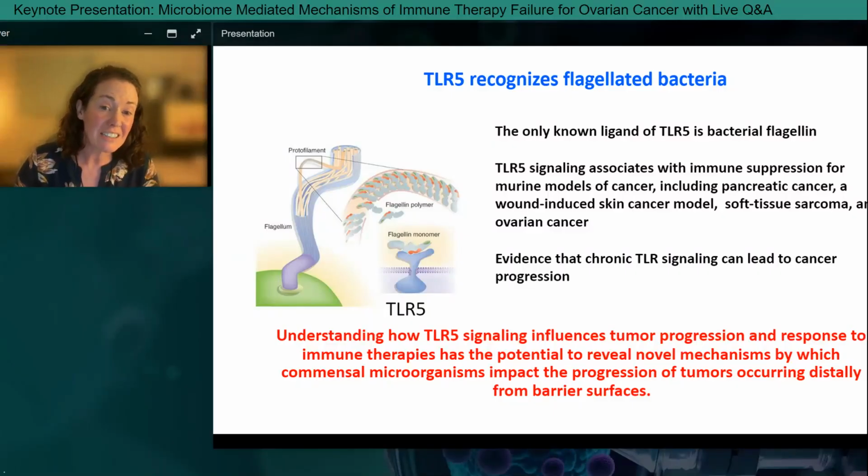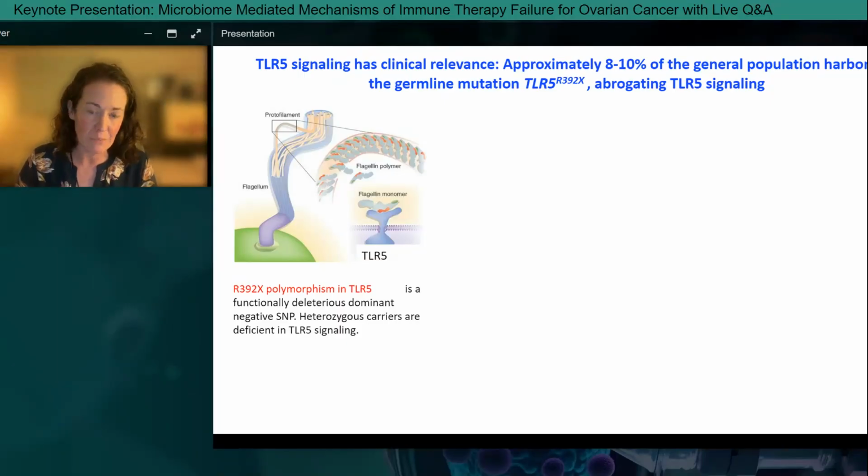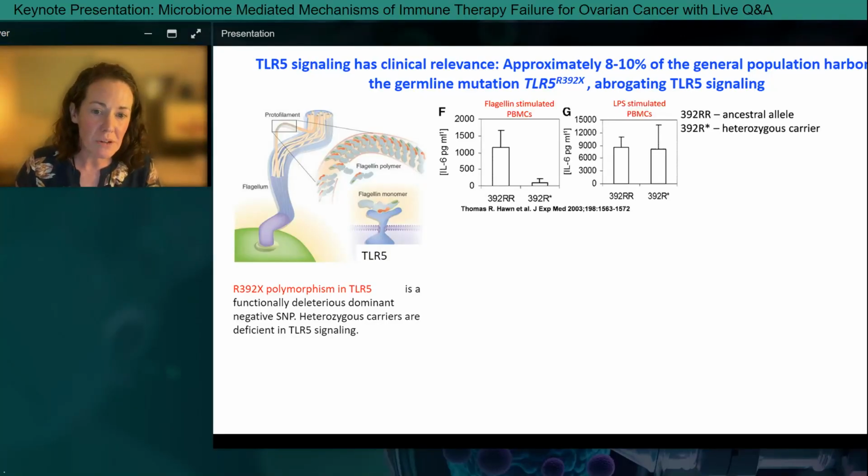TLR5 signaling actually has significant clinical relevance as well. Approximately 8 to 10% of the general population harbors a germline mutation in toll-like receptor 5. It's a single nucleotide polymorphism that introduces a premature stop codon right within the flagellin binding domain. And because TLR5 signals as a heterodimer, even having just one copy, or being a heterozygous carrier, leads to functional consequences in that these individuals are unable to recognize toll-like receptor 5 ligands.